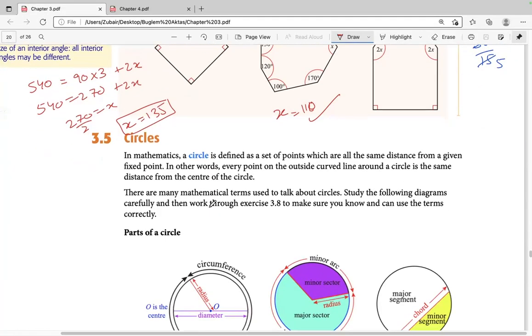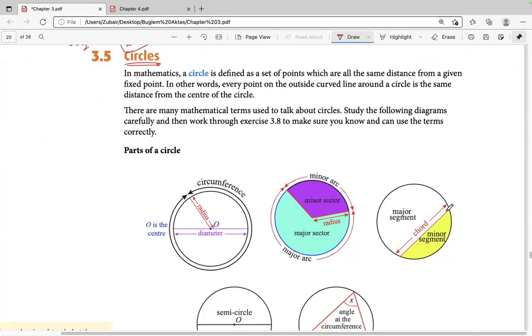Okay, circles. Remember the name of the topic? It was lines, angles, and shapes. So we are focusing on this, and we do have other topics which will have circles in depth. They will be mensuration, that is area and perimeter. Other than that, we will be discussing properties of circles and angles inside circles. For this chapter, a circle is defined as a set of points which are all the same distance from a given fixed point. Definitions will not be asked in the exam.